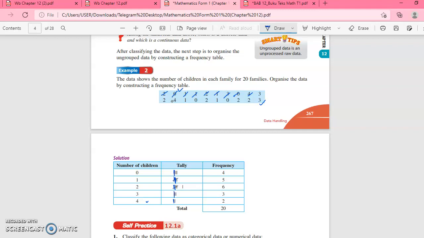I need to tell you for the tally 1, 1, 2, 3, 4, for the number 5 you do a straight line. After that, you calculate the tally: 1, 2, 3, 4. 1, 2, 3, 4, 5. And fill in the blanks of the frequency and get the total.